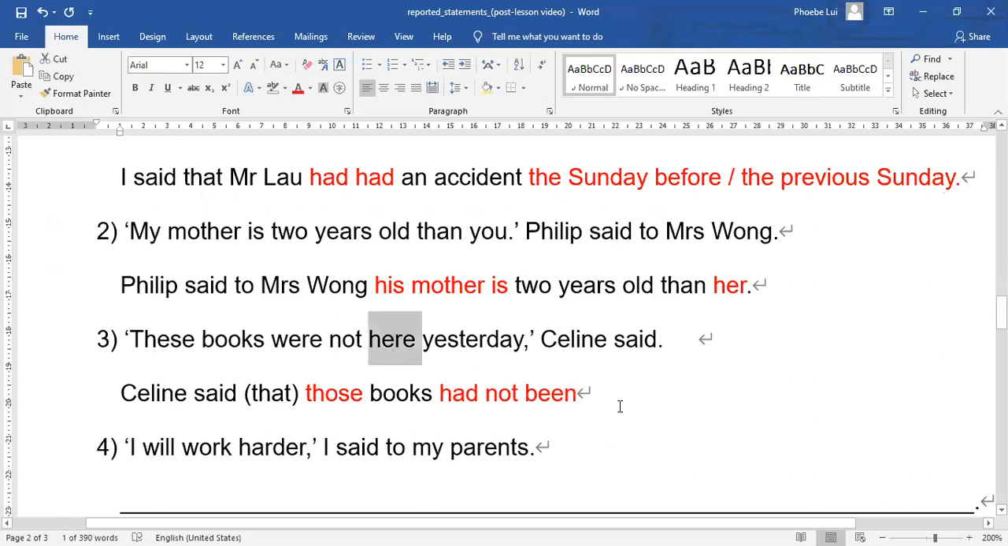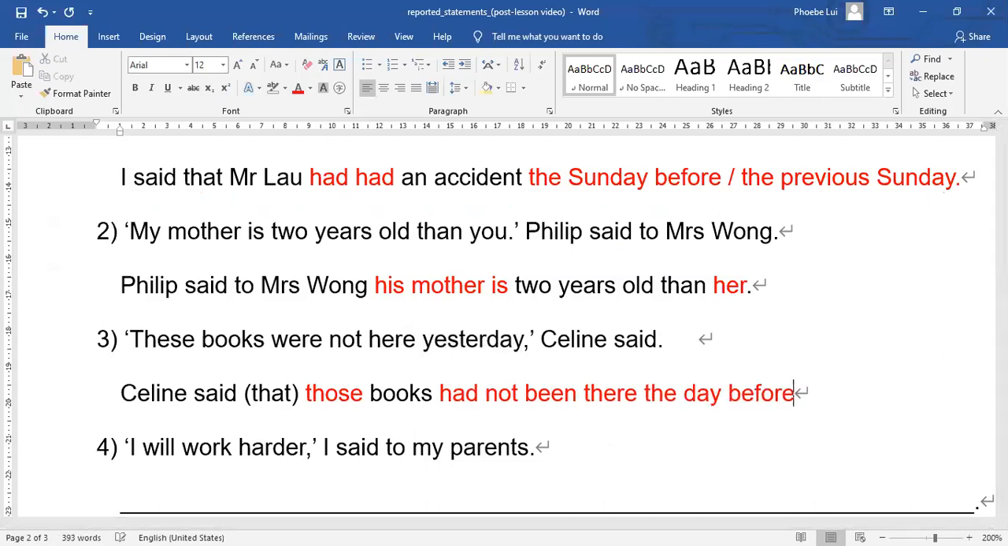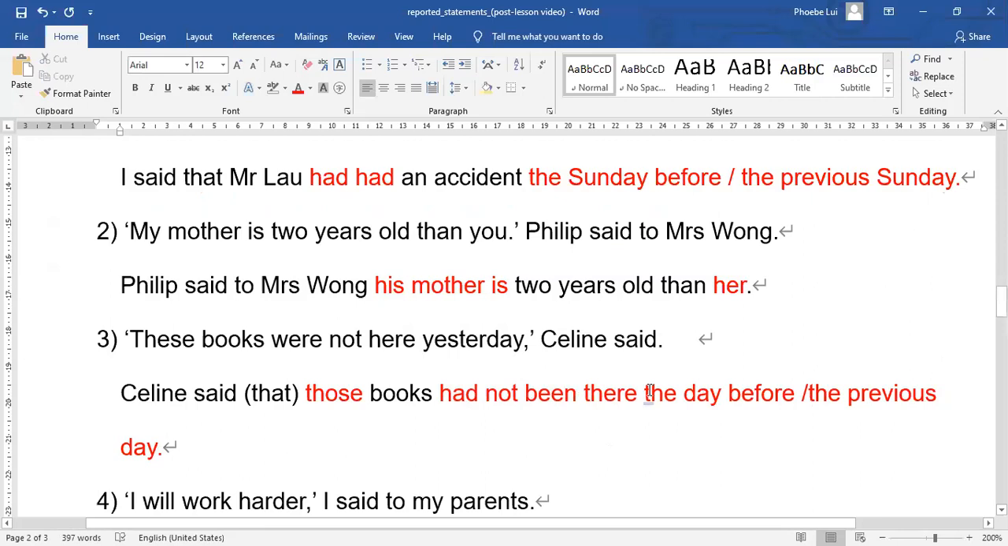Here becomes there. Yesterday becomes the day before, the previous day. That's all we talked about reported statements.